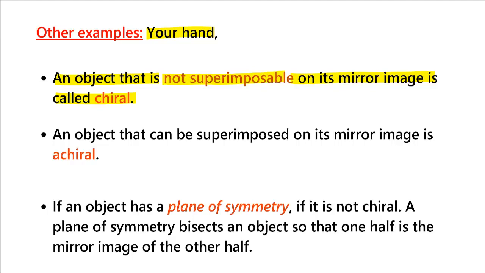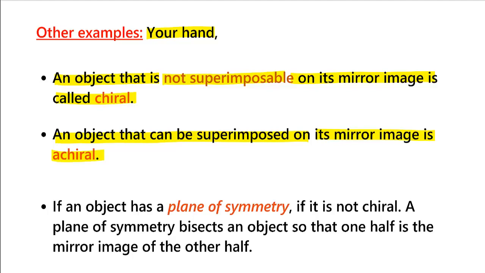In the other case, the reverse, if the object and image are superimposable, then I will call this achiral. So an object that can be superimposed on its mirror image is called achiral. So we are defining two terms. One is chiral, another is achiral. Chiral means non-superimposable mirror images. Achiral means superimposable mirror images. So if you have an object and its mirror image, and you can superimpose them, then we will call this an achiral object.